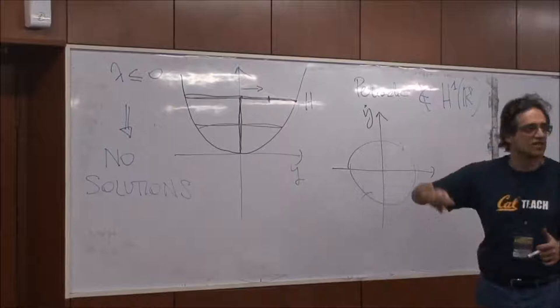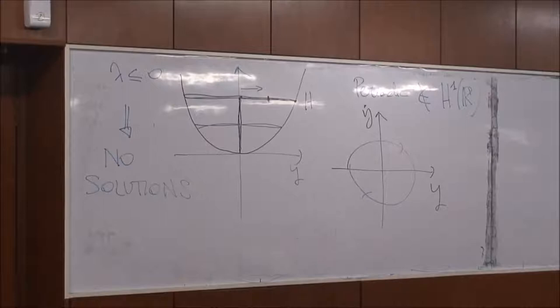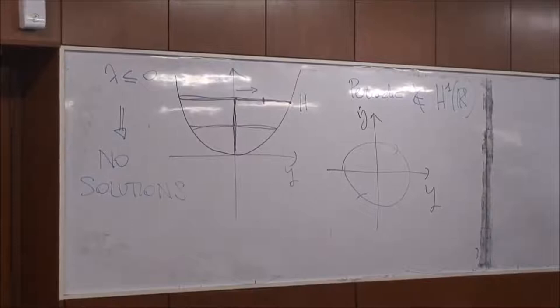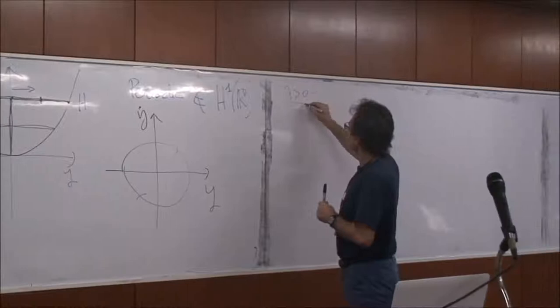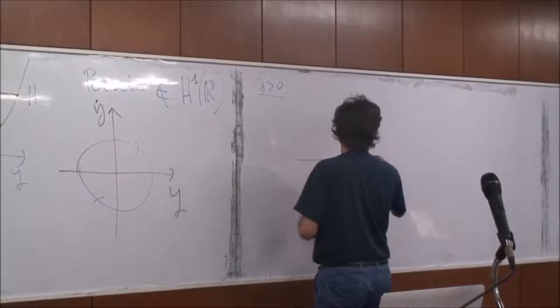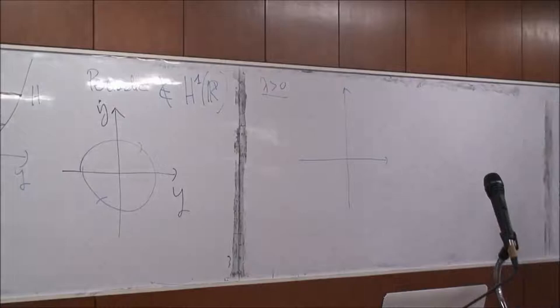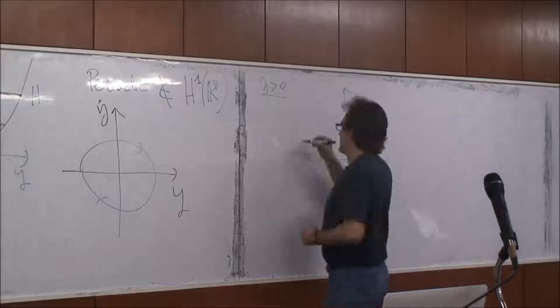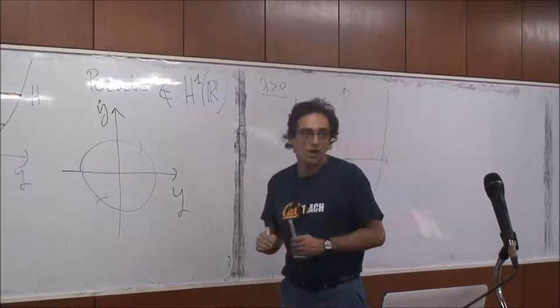Okay. So if you have questions or comments, or if this is very easy, don't be afraid. So the second option is when lambda is greater than zero, and here the shape of the potential is very different. Because if lambda is greater than zero, here we have a negative contribution, y squared, that dominates around the origin. So what happens is that we have a double well potential.